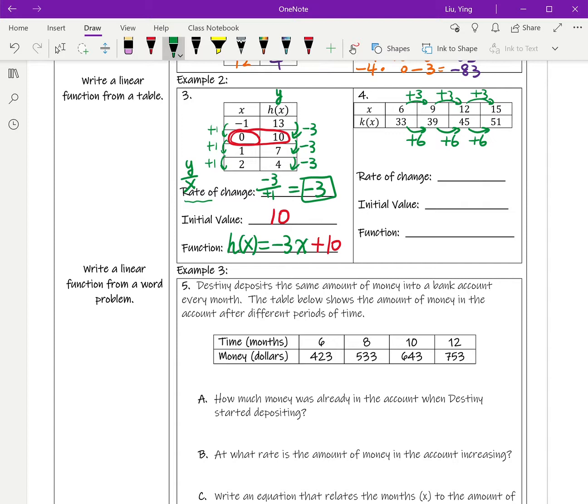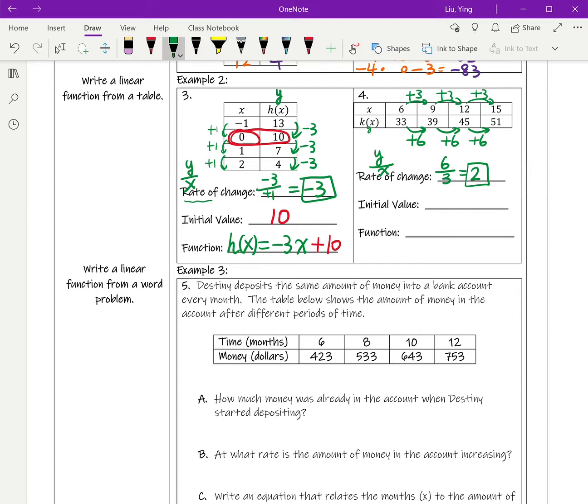So what it means is we'll have to do our y value, which is k here, divided by x. So how many times x is changing? So we'll do here 6 divided by 3 because it's changing by 3 each time. So y is changing by 6 each time, x is changing by 3 each time. So if we simplify this fraction, we're going to get 2. And 2, positive 2, that's our rate of change.